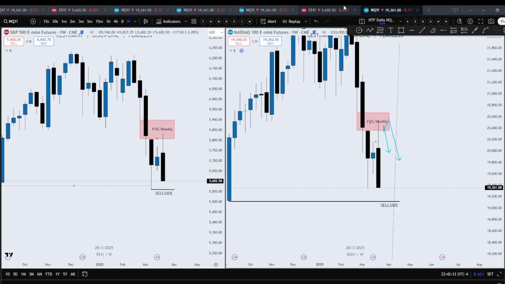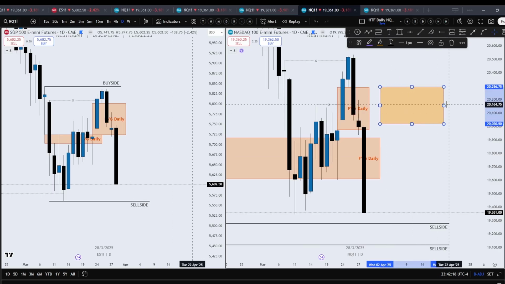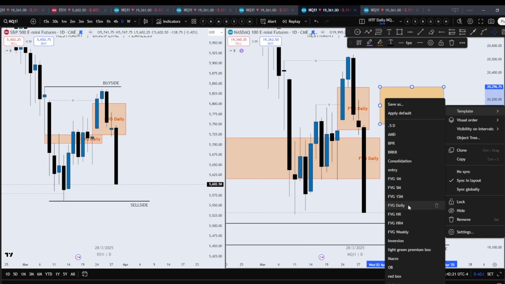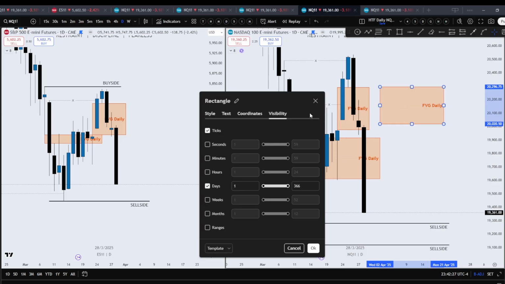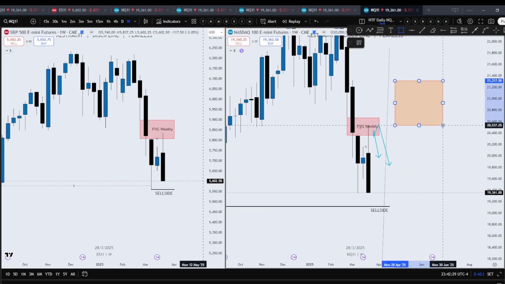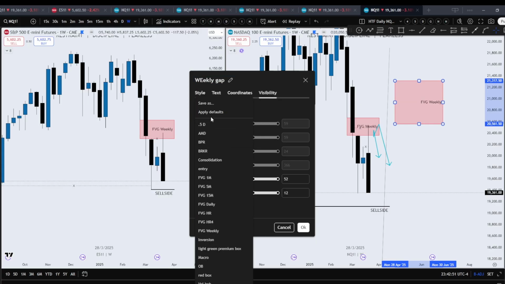I have this linked together with the daily chart. So you can see here, I have these templates. If I just draw a box here, I create all these templates. Let's say I do it for the daily here. The daily will only show visibility on the daily itself. Meanwhile, on the weekly chart, if I draw a weekly fair value gap, it will not show on the daily, because you can control the visibility so it only shows on the weekly, and you can save this as a template. Let's say I want to create this as a weekly gap here. You can save that as a template and then have a list of them.